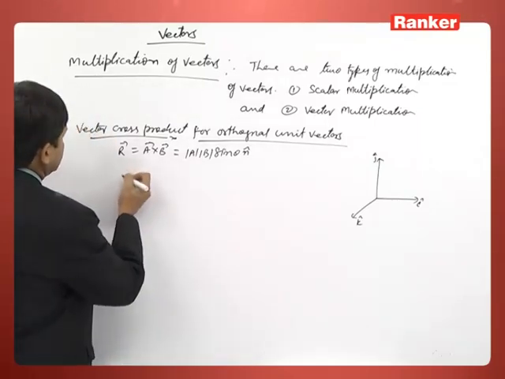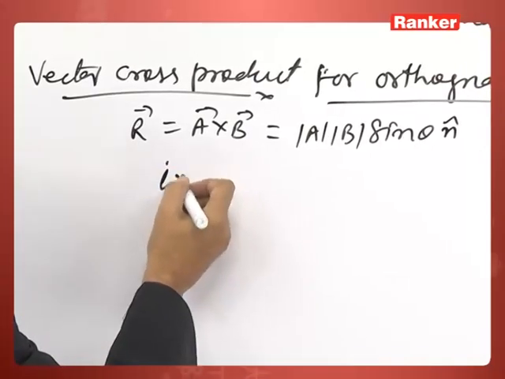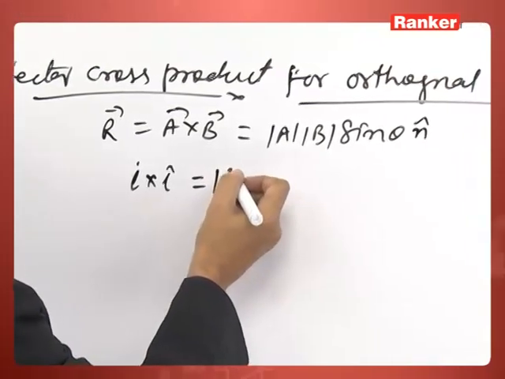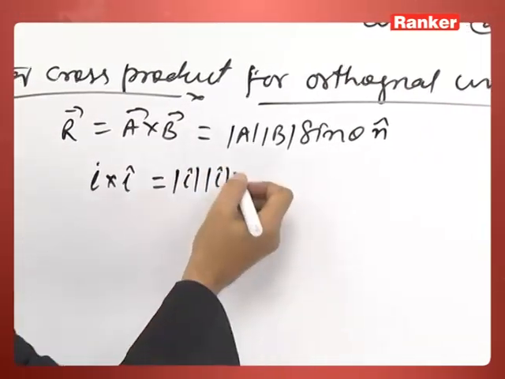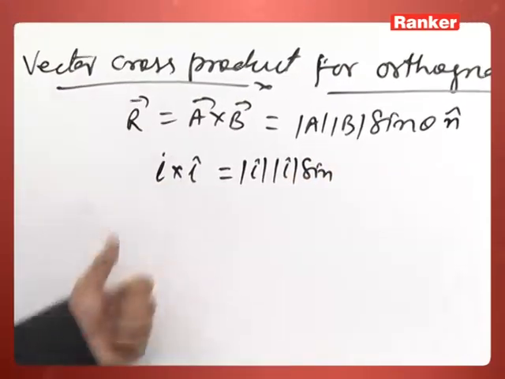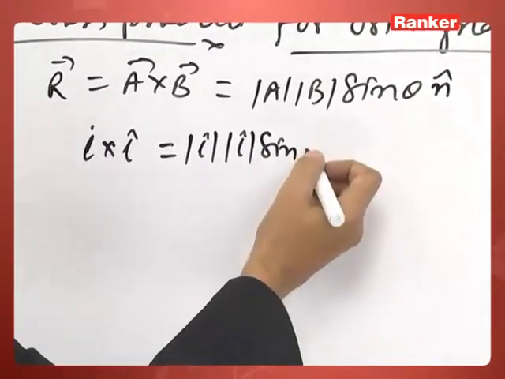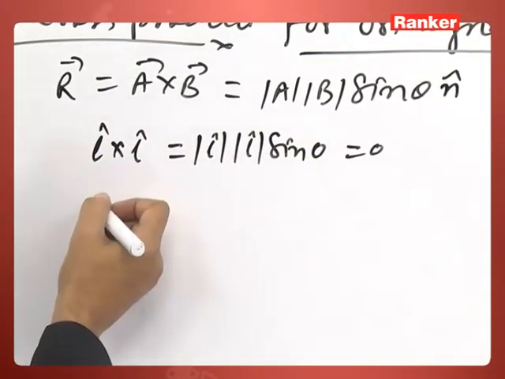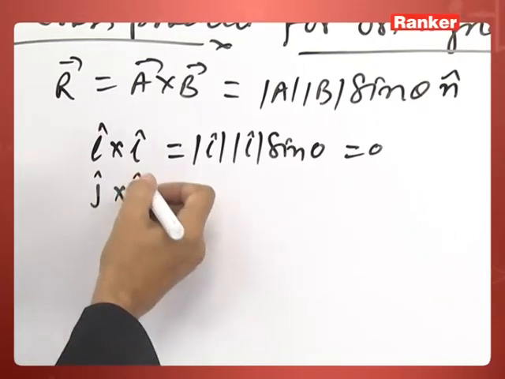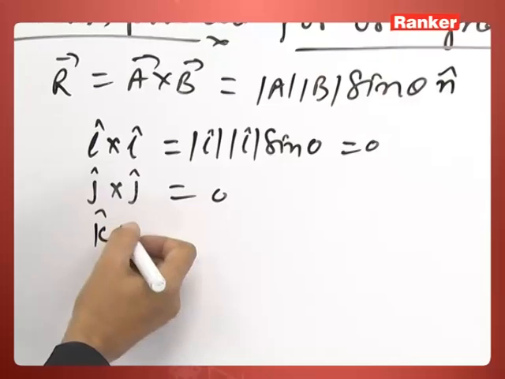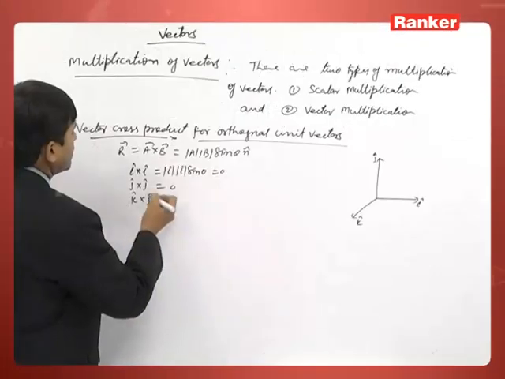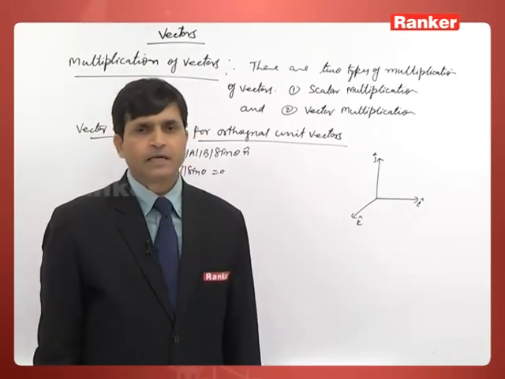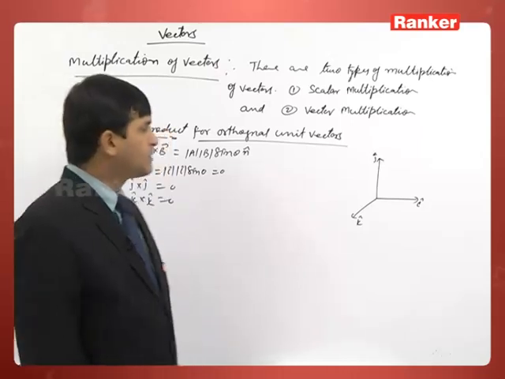Same thing, if we look at i cross i, it means mod of i times mod of i times sin theta. These are the same vector, so the angle between them is always 0. So we can say i cross i is 0. Similarly, j cross j will also be 0 and k cross k also 0. It means for same vectors, whenever we take their cross product, the result will be 0.